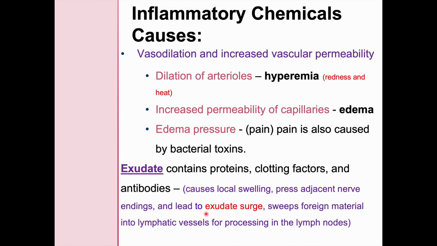Likewise, the inflammation process is very important. These are all the basic things the human being needs. Likewise, fever is very important to know that there is some sort of infection prevailing inside the body. If there is no fever, you will not know. So what happens? This causes vasodilation and hyperemia, that is redness and heat. Then increased capillary permeability leads to swelling and pressure. Then exudates contain proteins, clotting factors, and antibodies.